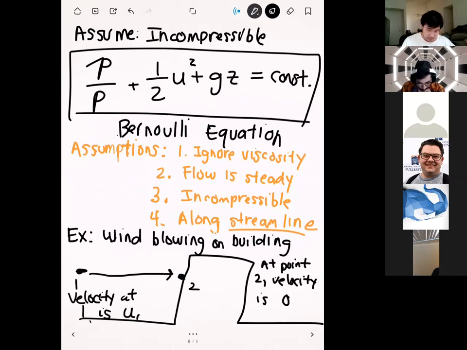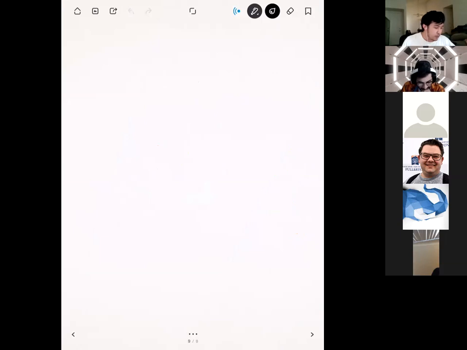Okay, so let's apply Bernoulli here in order to solve for this problem. The first thing that we should do is check all of our assumptions. First of all, our first assumption is that we ignore viscous effects. So we can just say that we're going to ignore it, and for airflow, that's usually the case.